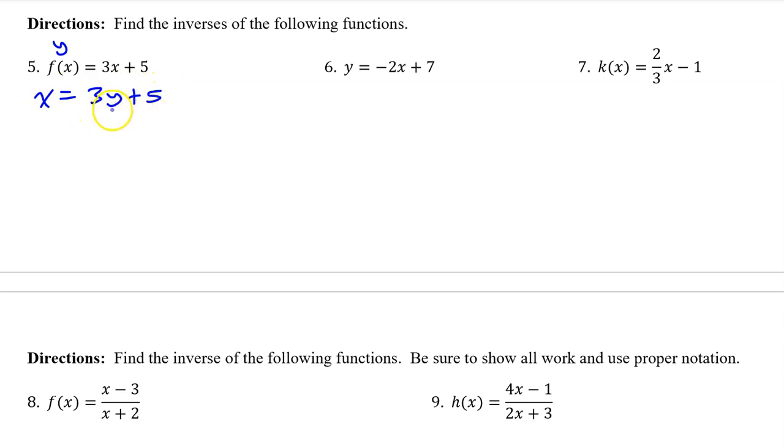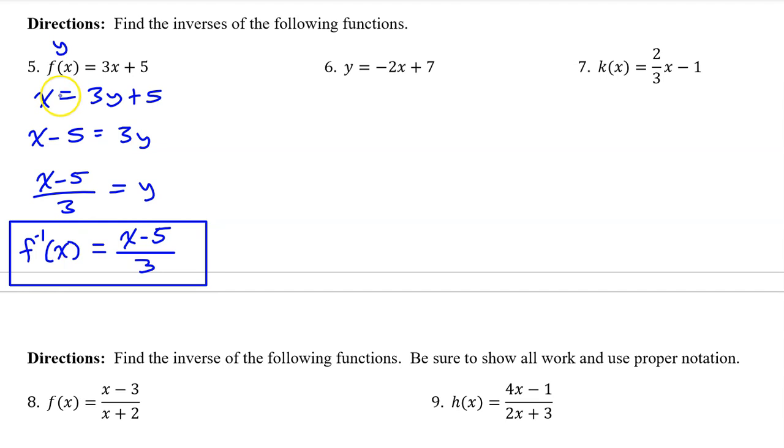Now we must solve for y. Subtracting 5 from both sides gives us x minus 5 is equal to 3y. Dividing both sides by 3 gives us (x minus 5) over 3 is equal to y. Finally, if the original function was named f of x, we must name the inverse function f inverse, with a -1 superscript.